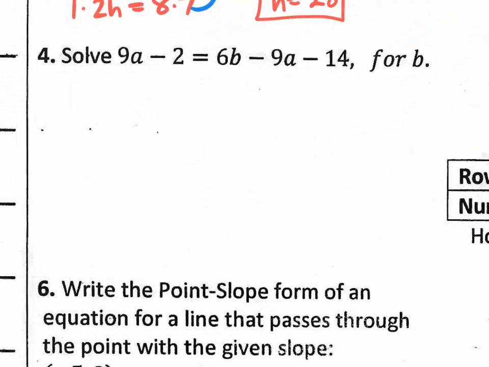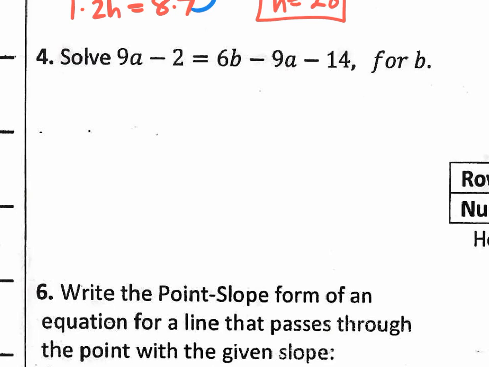This is number 4. It says solve for b. So what does it mean to solve? It means to get that letter by itself on one side of the equal sign. So as you can see, there's no b on the left side. There is a b on the right side. It's right here on the right side of the equal sign. So let's get b all by itself on this side.